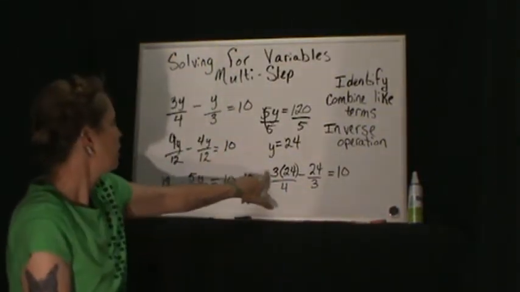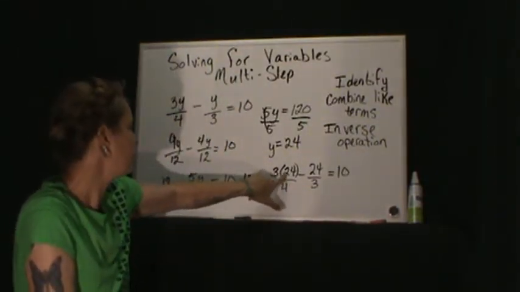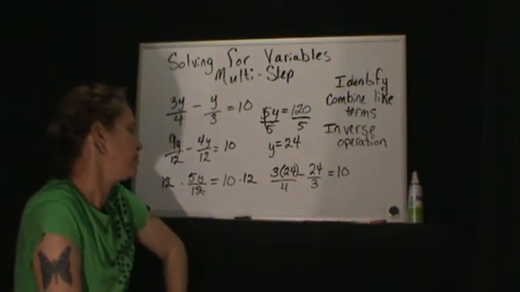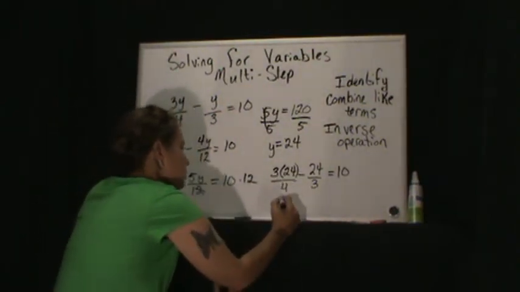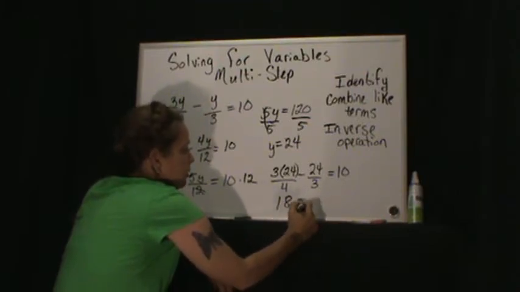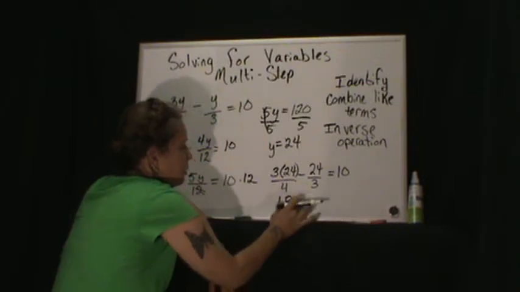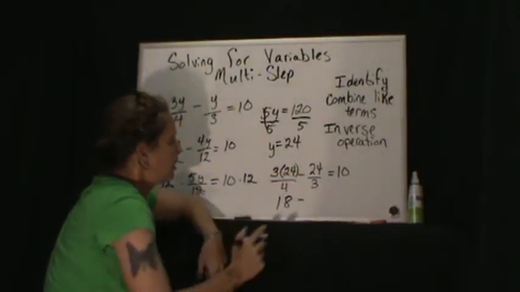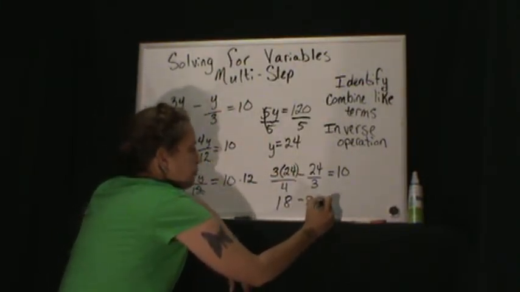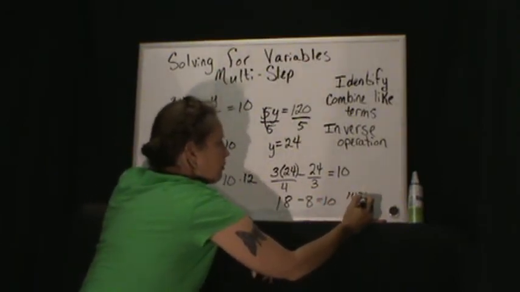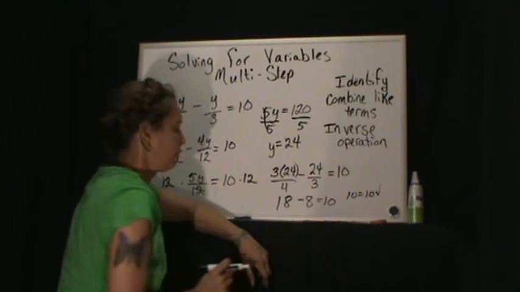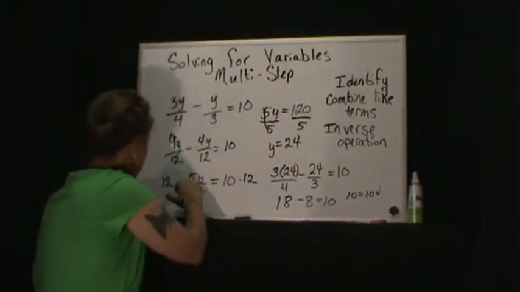Alright. 3 times 24 is 72. Divided by 4, 18. Oops. 24 divided by 3 is 8. And 18 minus 8 is 10. So that one checks.